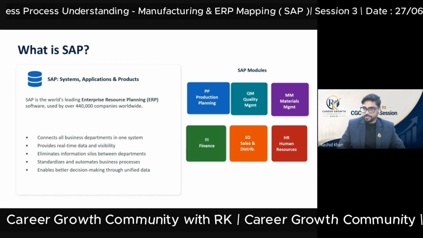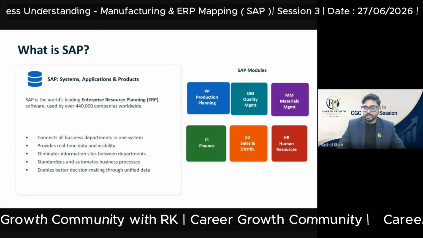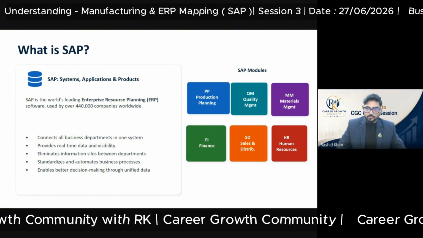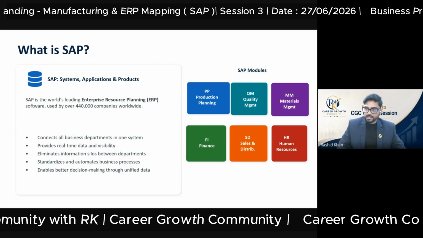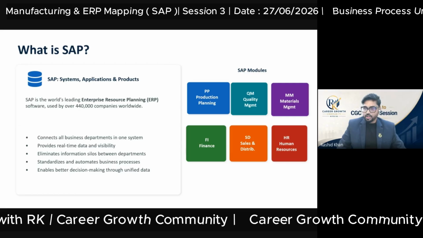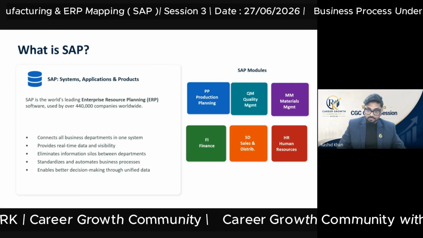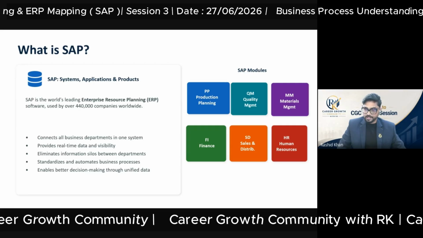Why is it integrated with material management? Why is it integrated with sales distribution? Production planning, because when you are manufacturing anything, you need raw material. Raw material is the ownership of the material management module. You need to sell that item, so sales distribution is the owner of that selling.